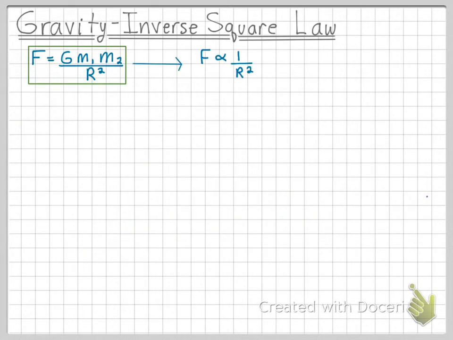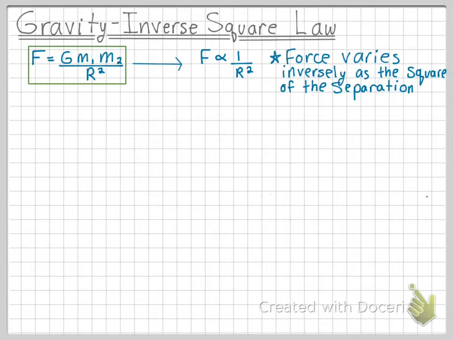Now let's talk about the inverse square law. So we know that the force equation here is proportional to 1 over r squared, which means that the force varies inversely as the square of the separation. Since the separation distance isn't simply proportional like the mass was, it isn't as clear how manipulating the separation distance will change the force. This may seem confusing at first, but once we do a few problems, hopefully we'll gain some clarity.